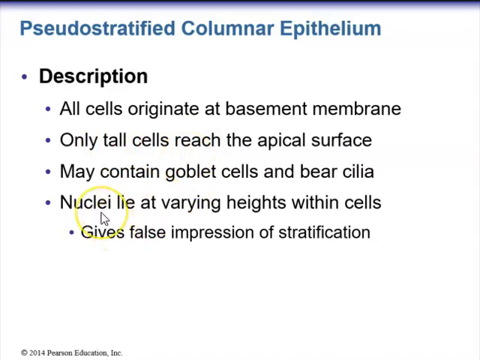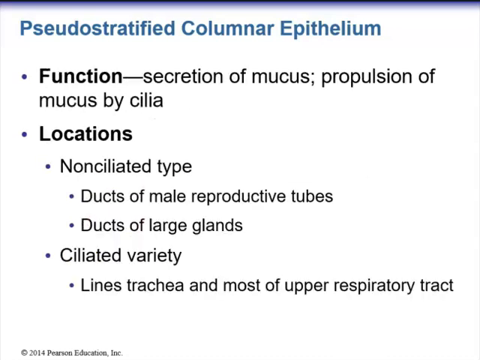The nuclei, compared to simple columnar epithelium, can be at different heights within the cells, which gives that false impression of stratification or layering of cells. But it's actually one layer of cells with the nuclei at different levels within the cell. Functions of pseudostratified columnar epithelium: secretion of mucus, as well as propulsion of mucus by cilia.